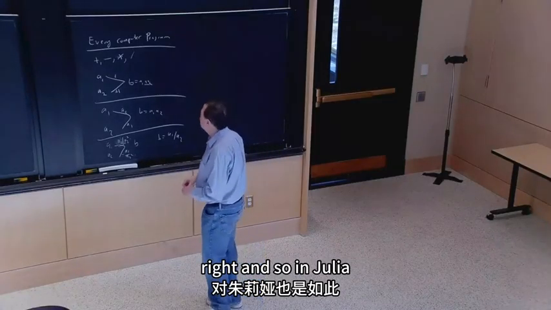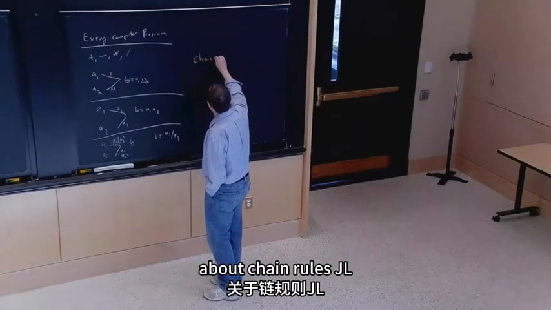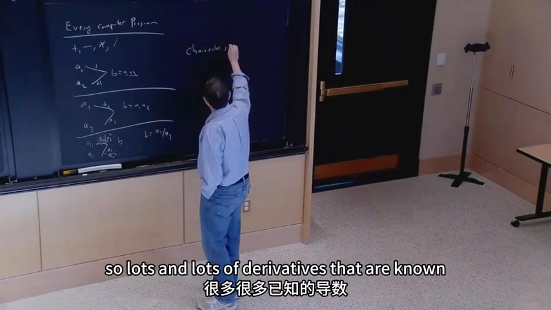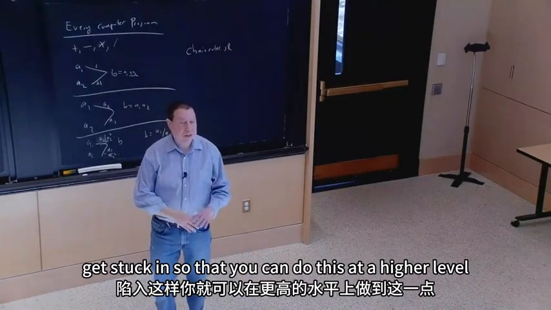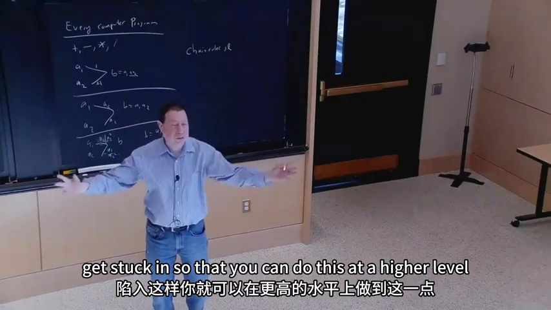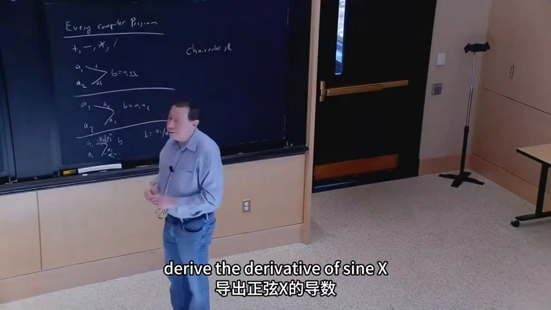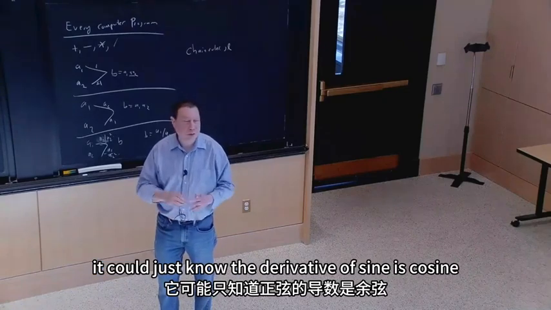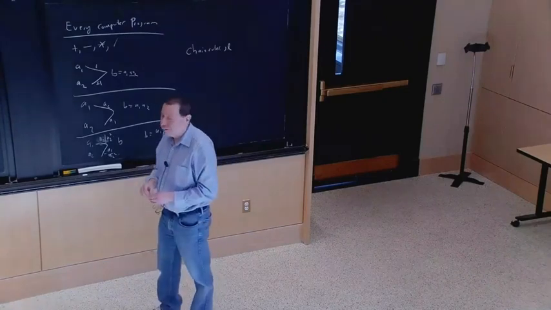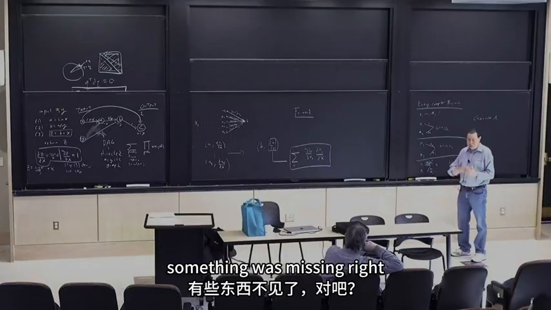And so in Julia, I think Stephen mentioned in the Piazza or somewhere about ChainRules.jl. So lots and lots of derivatives that are known get stuck in so that you can do this at a higher level, right? So instead of letting the computer derive the derivative of sine x with all those pluses and minuses, it could just know the derivative of sine is cosine. And as you also find in your problem set, something was missing, right?